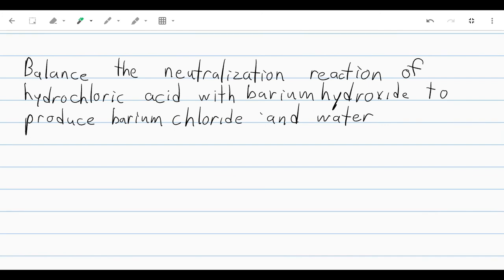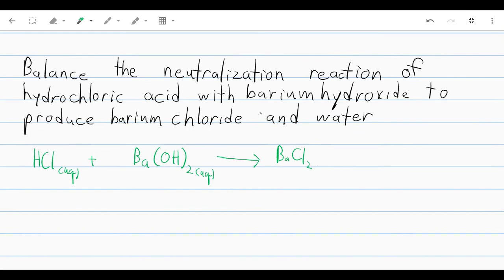We have hydrochloric acid, so HCl, aq, plus barium hydroxide, Ba(OH)2, because barium is 2 plus, hydroxide is 1 minus. This will also be aqueous. Keep an eye on that polyatomic ion, because now we're going to produce barium chloride, BaCl2, and we're also going to produce water.